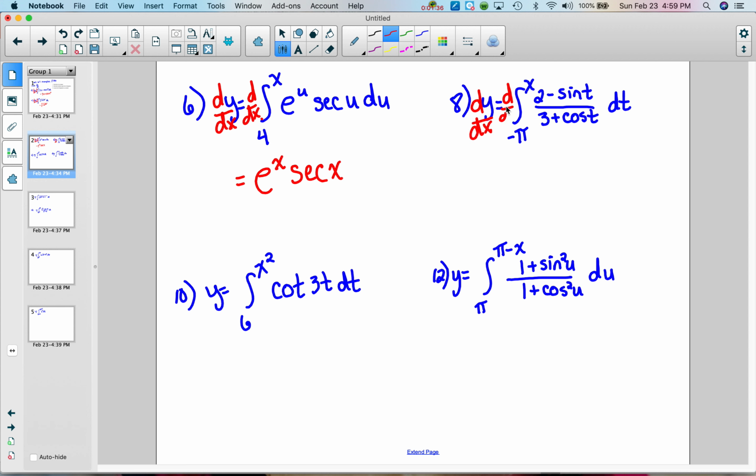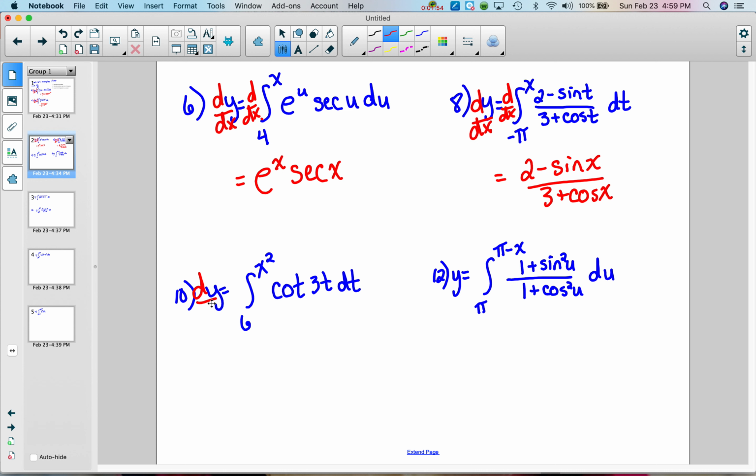Next one, finding the derivative, dy/dx. So the derivative of an integral. Notice the lower limit is a constant, the upper limit is an x, which matches, so we can just plug this in, and we get 2 minus sine x over 3 plus cosine x.